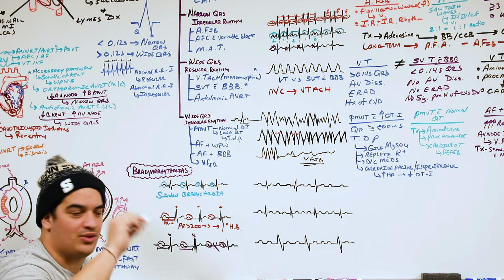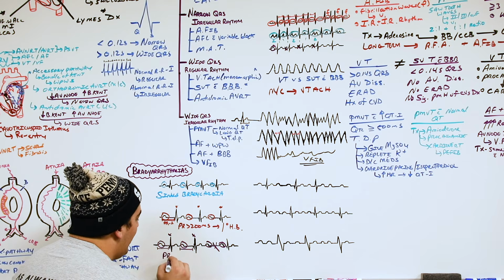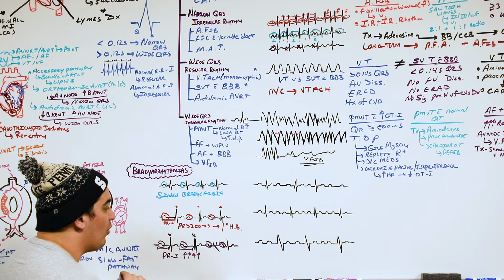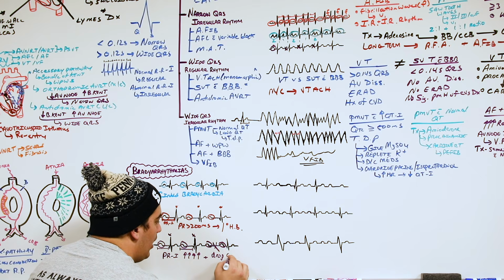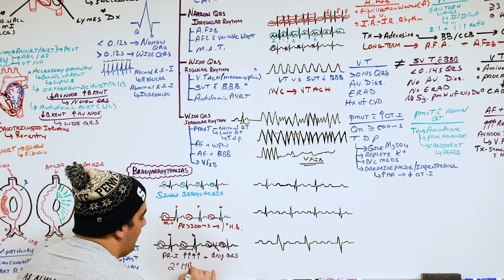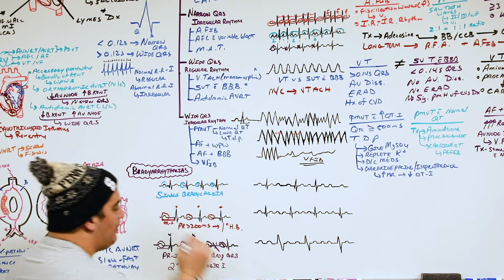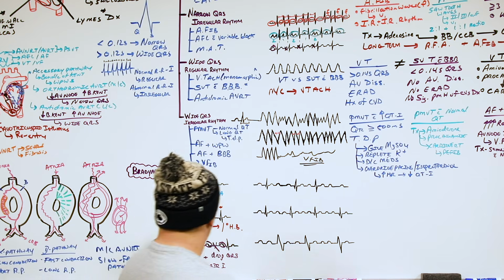Remember I said the Wenckebach was a dropped QRS. So if you see a PR interval that is getting longer and longer and longer progressively, and you drop a QRS complex, then this is a second degree heart block, Mobitz 1. And that dropped QRS is called a Wenckebach. Beautiful. Let's move on to the next one.